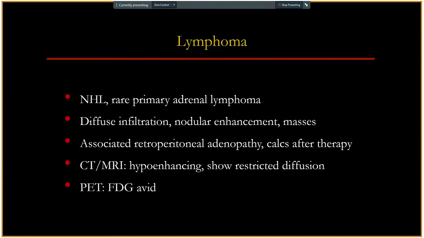On CT and MR, we would find hypoenhancing masses in the adrenals which show restricted diffusion, which is characteristic of malignancies such as lymphoma. And on PET, lymphomatous involvement of adrenals would be intensely FDG avid.